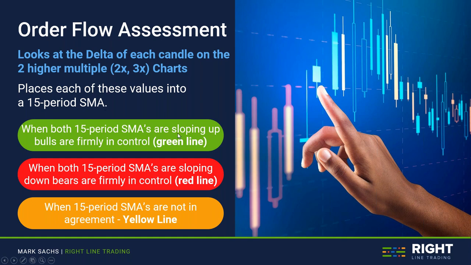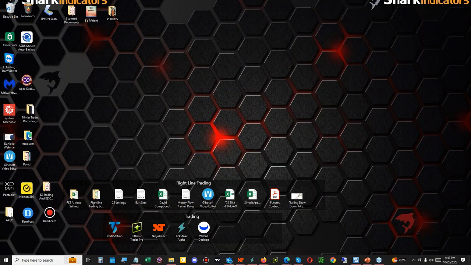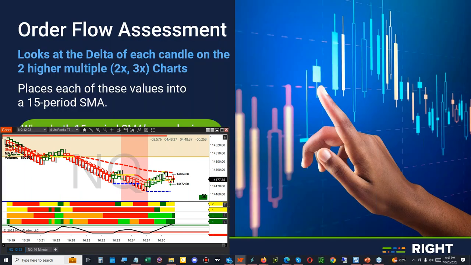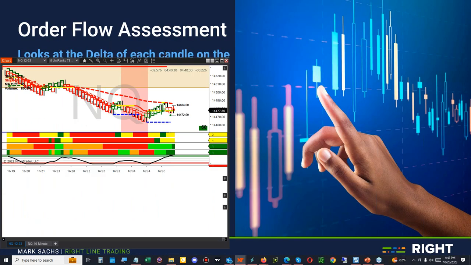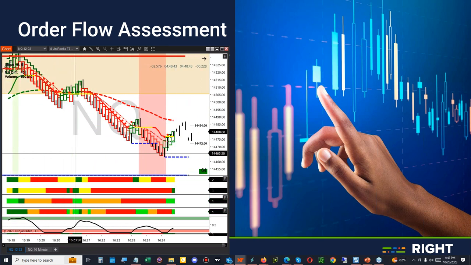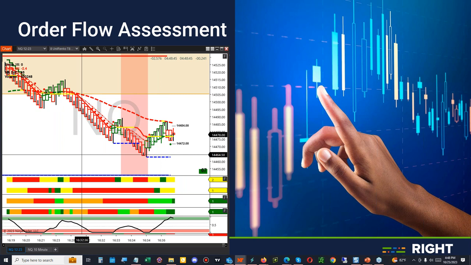And obviously if it's going up, it'll be green. Going down, it'll be red. If it's going sideways, it'll be yellow, right? But this is how we look at order flow. And let me just pull up a live chart because it's a lot easier for me to explain to you on a live chart. That's NQ. All right, here we go, right on NQ. Right. And I left my charts up today because I wanted to show you a live chart.